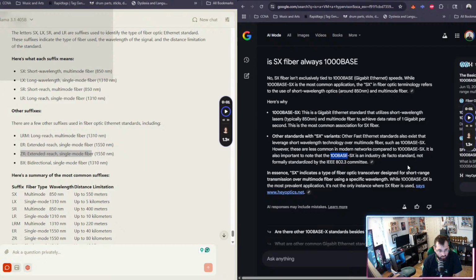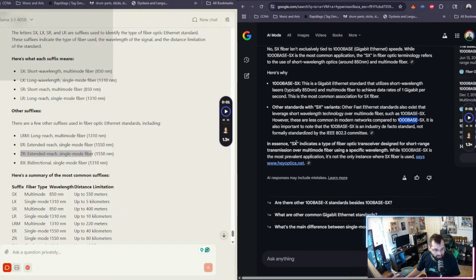It is also important to note that the 100 base SX is an industry de facto standard. I don't know, what do you mean de facto? Like it's just the factory standard? But yet the line above it said, however, these are less common in modern networks compared to. Yeah, no, I read that right. So the 1,000 base SX is more common than the 100 base SX. That is so hard to say.